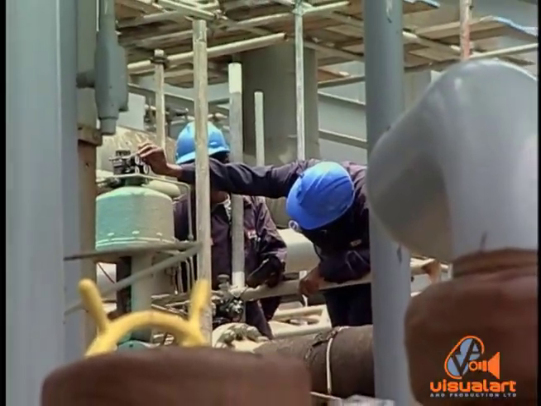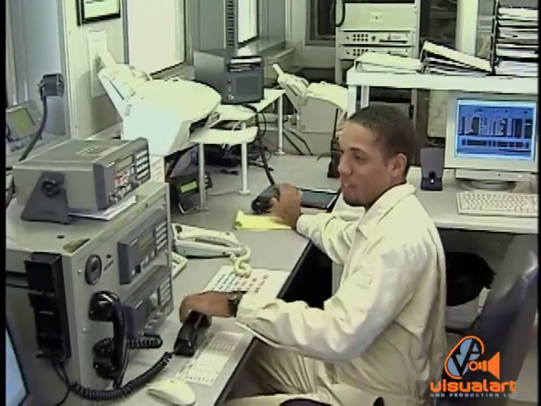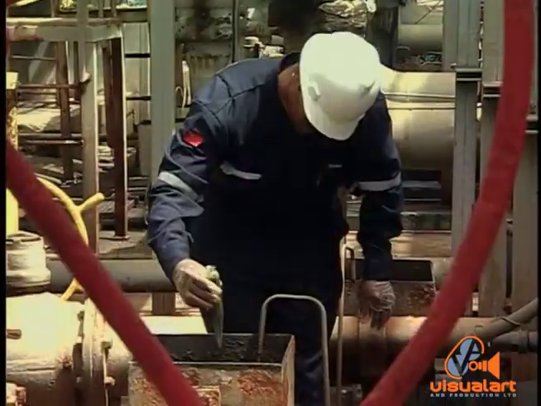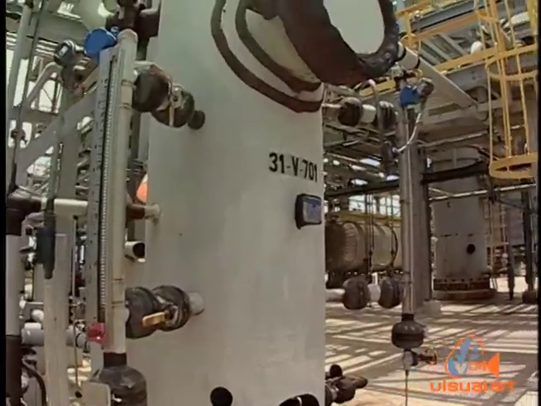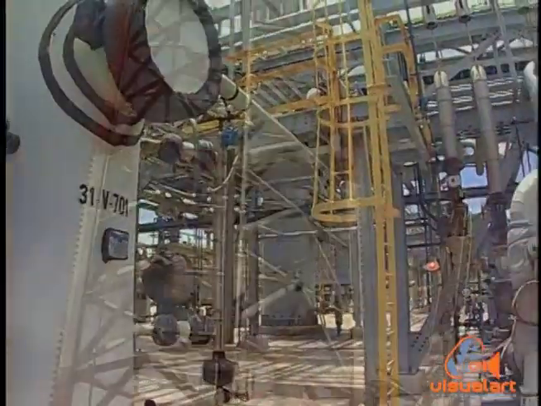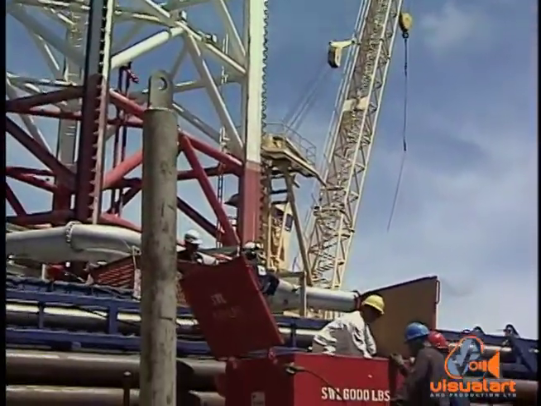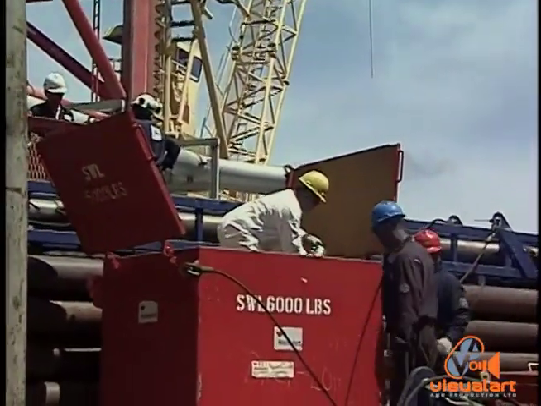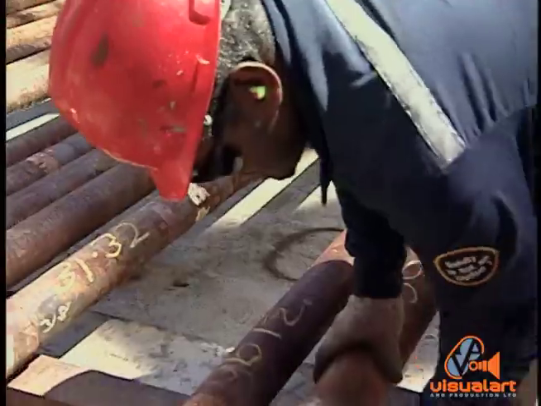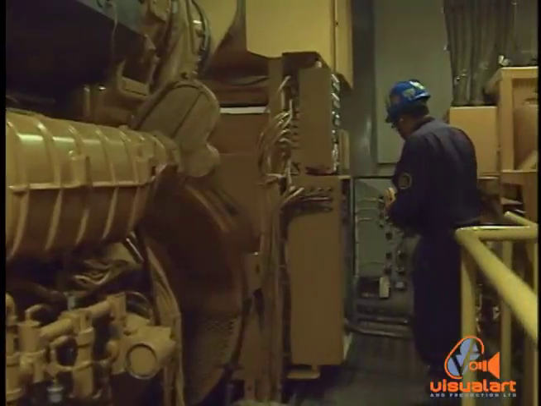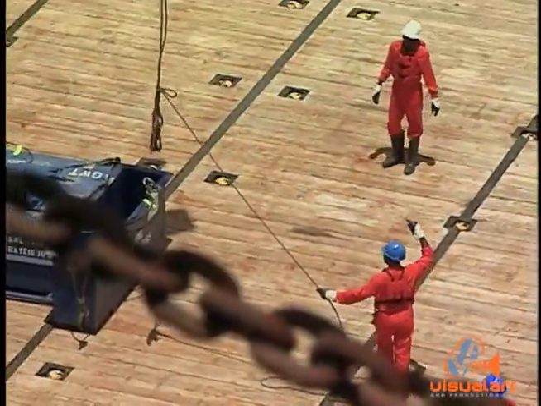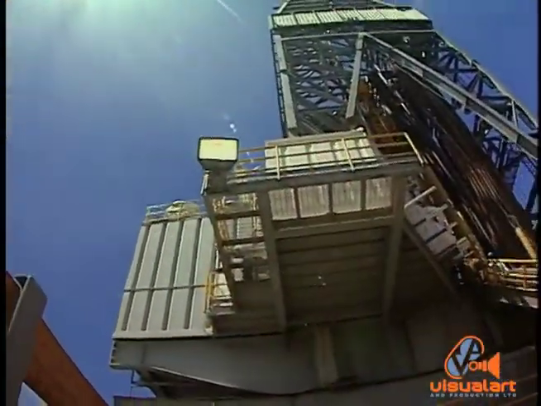Control workers and equipment operators ensure that all systems are fully functional to allow the gas or oil to efficiently flow through the system. Oil field workers include derrick men, drillers, roughnecks, yes, roughnecks, and roustabouts. Machinists, maintenance workers, welders, mechanics, and electricians are the people who literally make things come together.